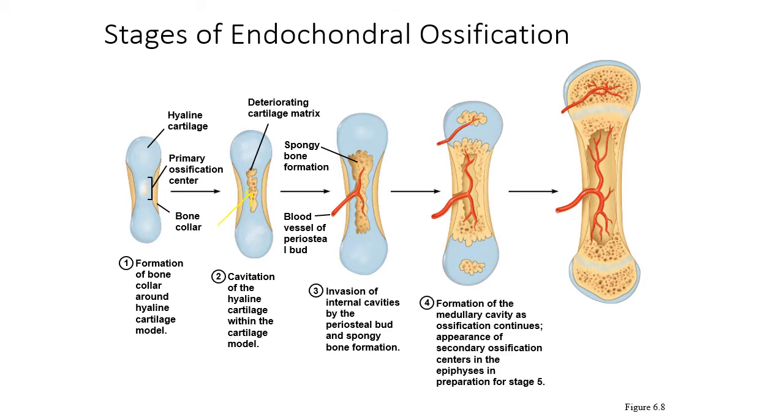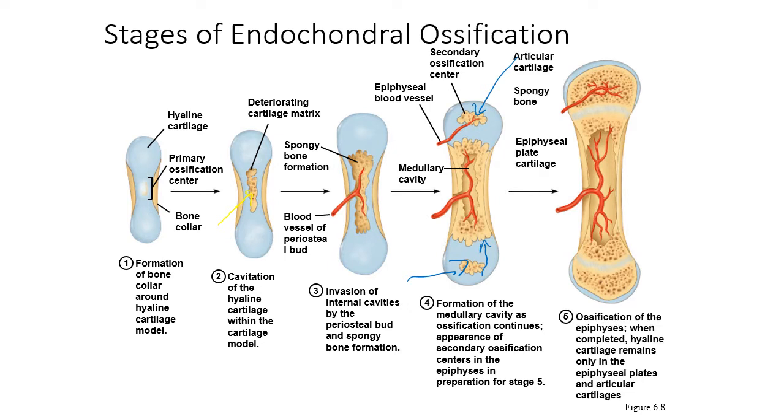The secondary ossification centers then begin out in the epiphyses of the bone, at the ends of the bones themselves, and they continue to grow and work their way towards the diaphysis until eventually the two of them meet. We then end up with this growth plate, or epiphyseal plate, within the bone itself. And that's going to stay hyaline cartilage until the bone is done growing.